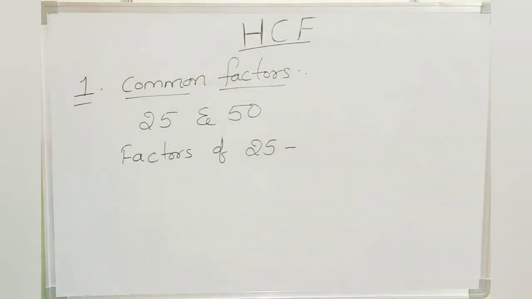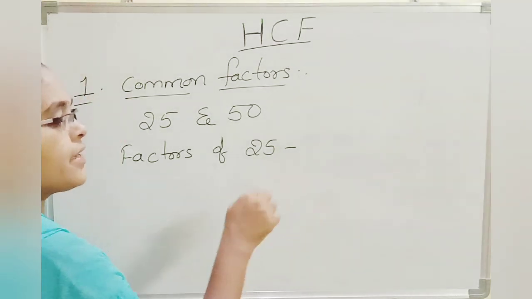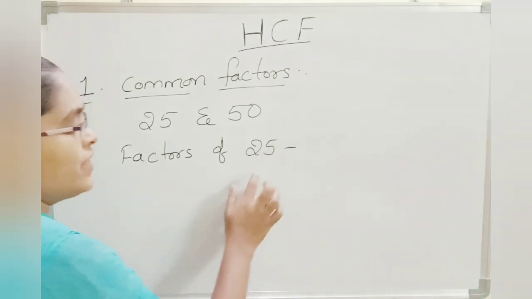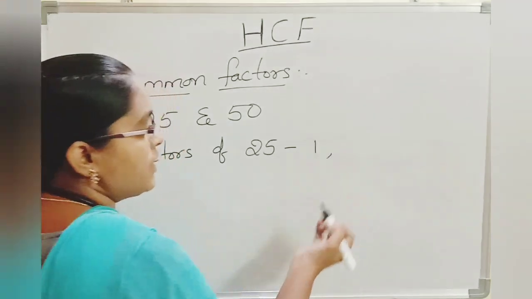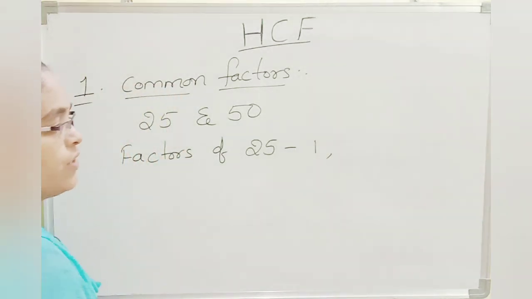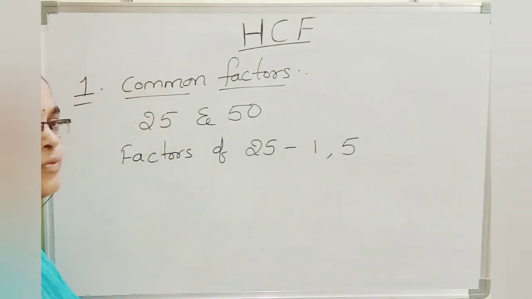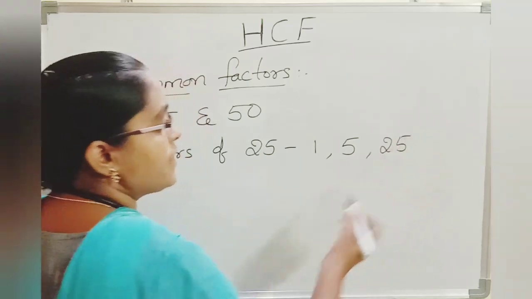So what are the factors of 25? What does factor mean? The numbers which divide the given number exactly are called factors of this number. So which numbers divide 25 exactly? 1 divides 25 exactly, 1 five is 25. Then 5 divides 25 exactly, 5 fives are 25. And then 25 divides 25 exactly.